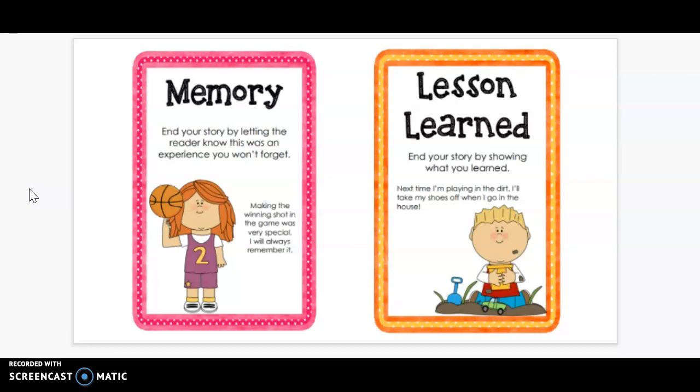And another way you can end your story is by showing a lesson that you learned. An example of this is, next time I'm playing in the dirt, I'll take my shoes off when I go in the house. So I want you to go to your story, and I want you to think about what kind of story you wrote and the different ways that you could end your story.